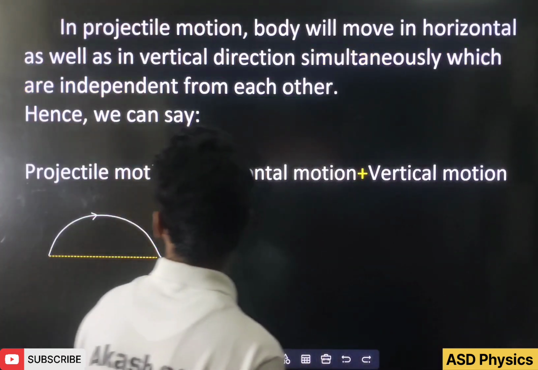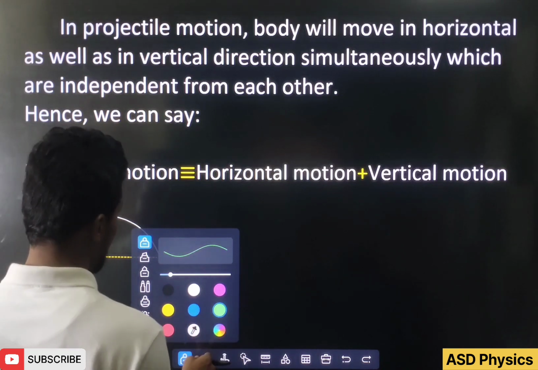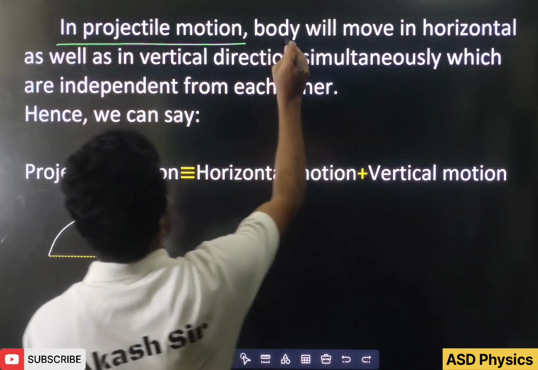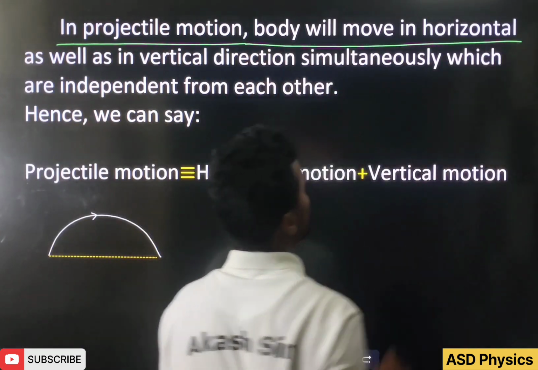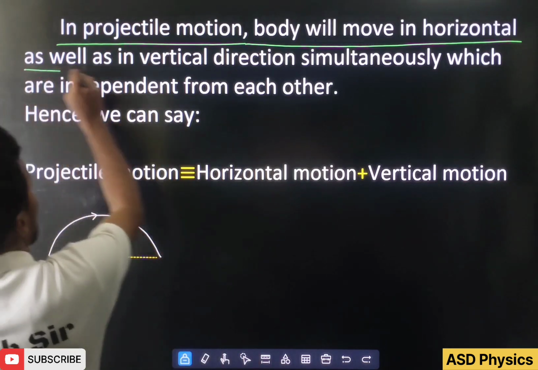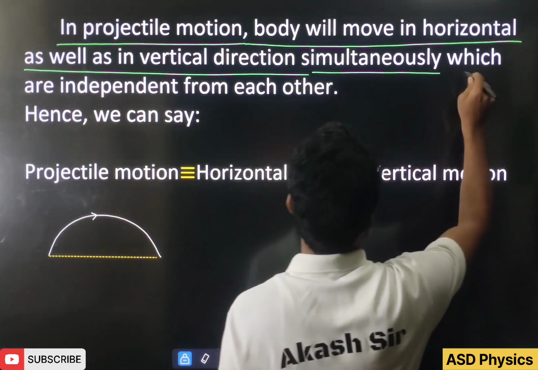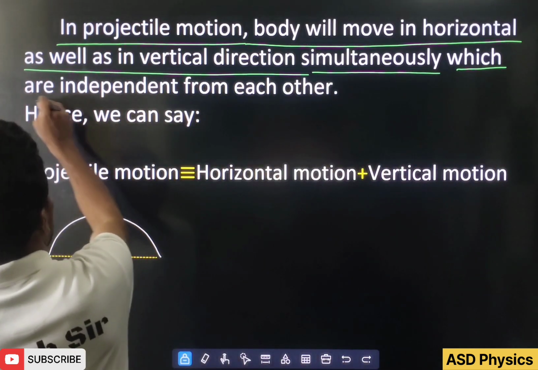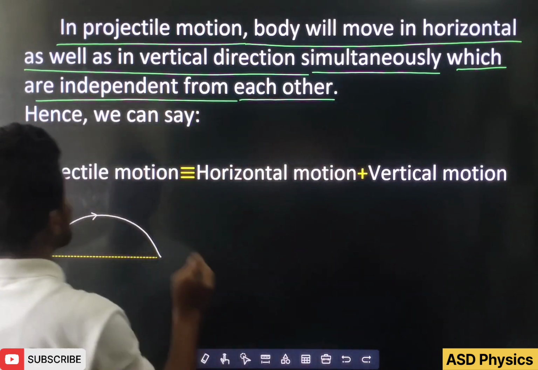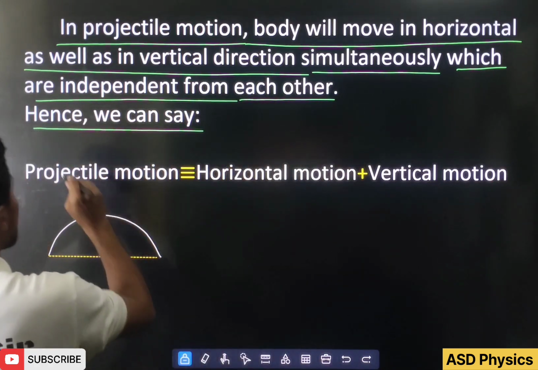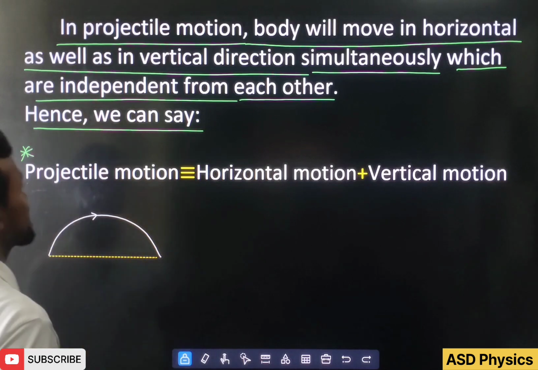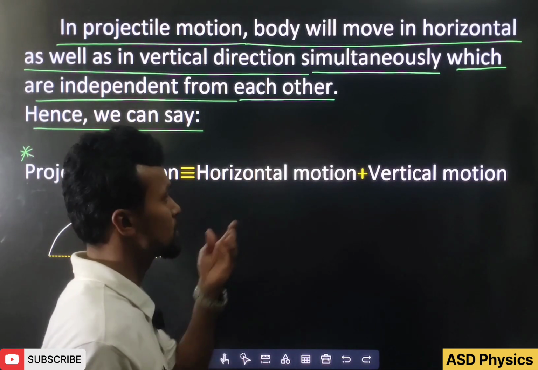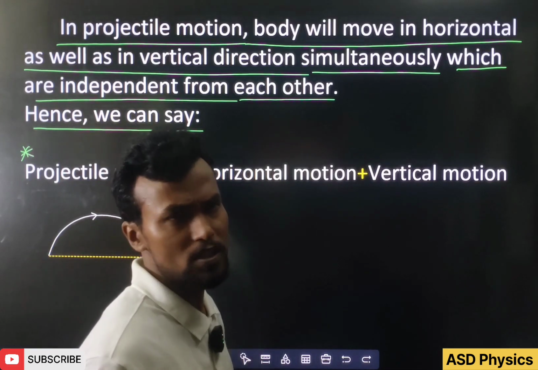Next one, let's see here. Now we are learning just the basics. In projectile motion, the body will move in the horizontal as well as the vertical direction simultaneously, which are independent of each other. Hence, we can say that projectile motion is the superposition of the horizontal motion plus the vertical motion.